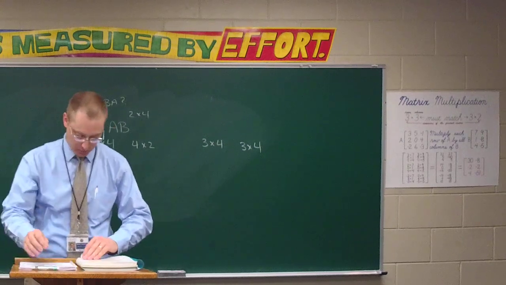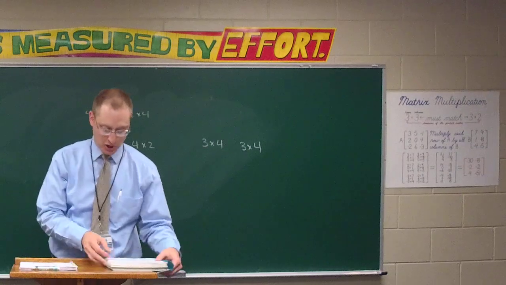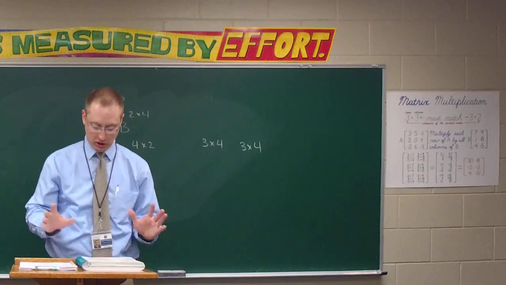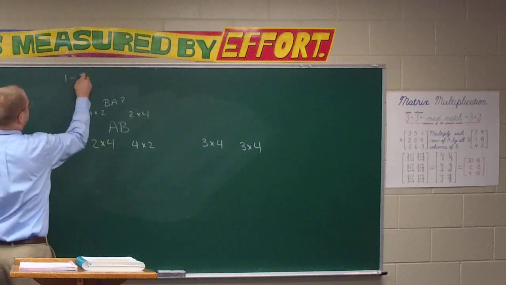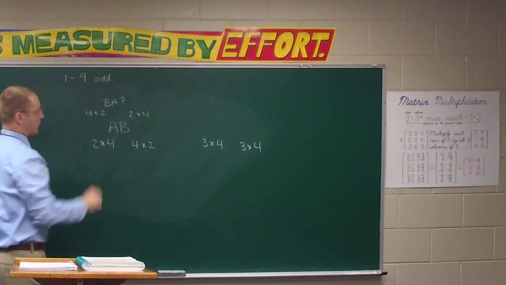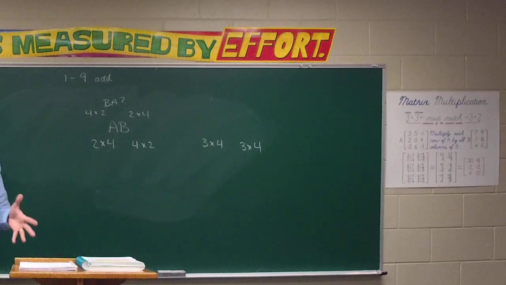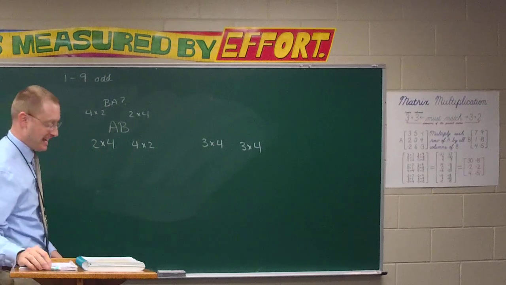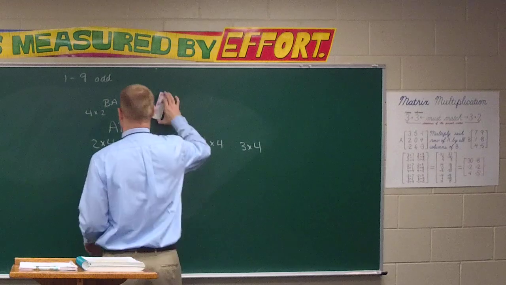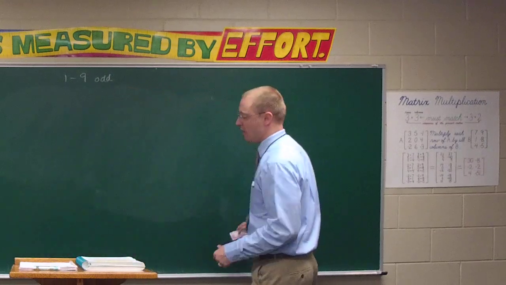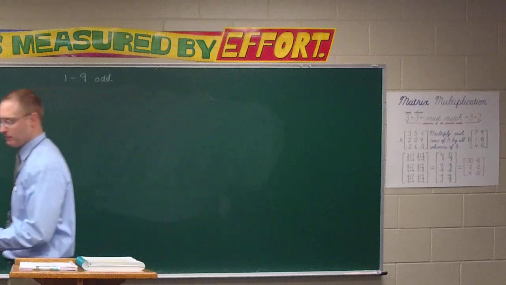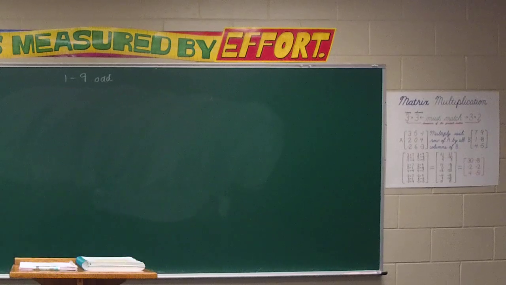Turn to page 282. I'm not trying to beat a dead horse. I just want to make sure we're really good on this. I want you to do 1 through 9, the odd ones. First of all, I would write down the dimensions and then determine, can you multiply, yes or no? If you can, figure what the product dimensions will be as well. They don't tell you to do that, but because of where we're going, I want you to do that.